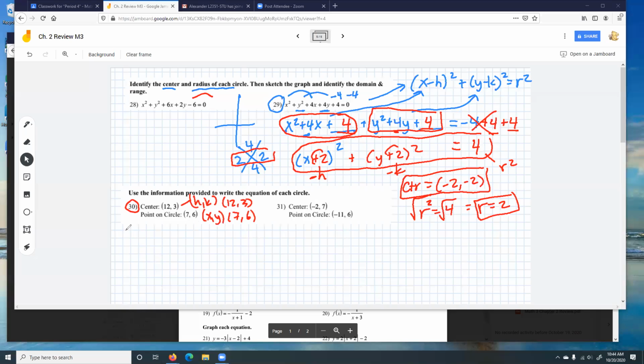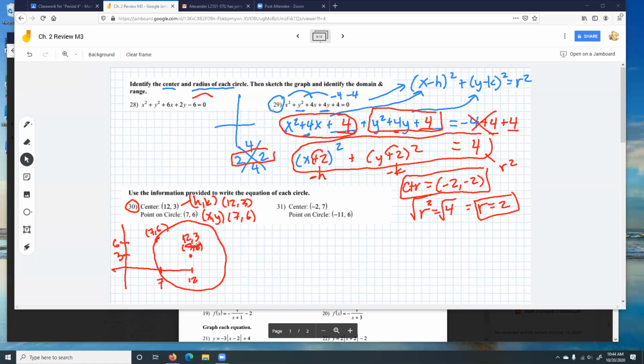So if I were to graph this just to give you an idea of what's going on here, let's pretend 12 is over here and 3 is over here, right? It's somewhere around there. And then 7, 6 is somewhere around here, and 6 is twice as high as this one, so around there. So this is a point on the circle. This is the center of the circle. So my circle looks something like this, right? Center at 12, 3. This is 7, 6 right here.